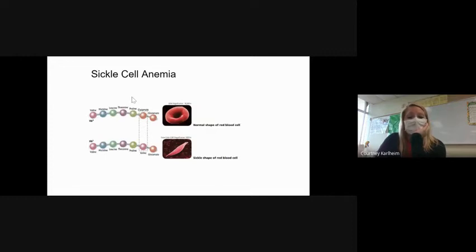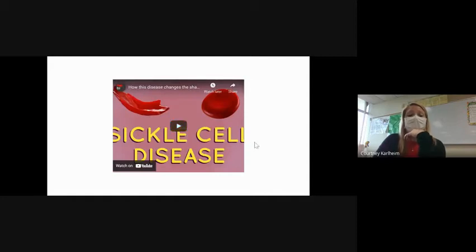So here is the substitution. It would change this glutamine amino acid into this valine amino acid, and it overall changes the shape of the red blood cell from a circle disc to a sickle shape. And we have another short video that talks about how this happens and what the effects are, because your project, like I said, instead of having an exam like a test, will be about diseases like this. So I just wanted you to have an idea of what could happen if there's mutations in your DNA.